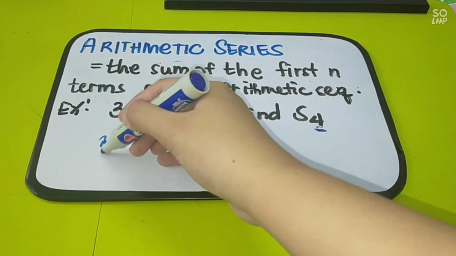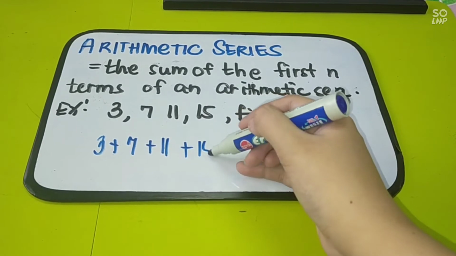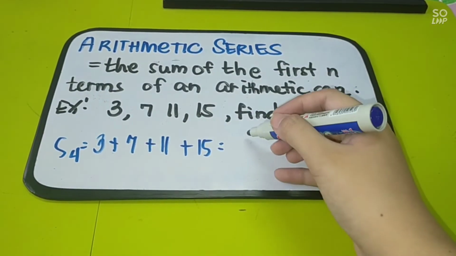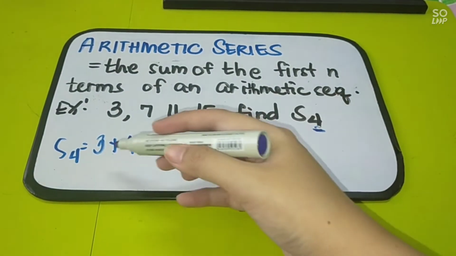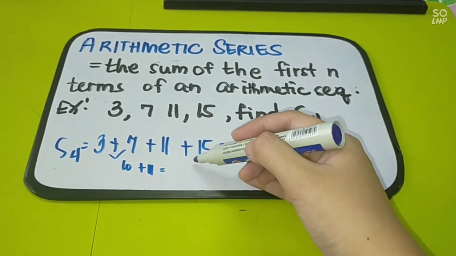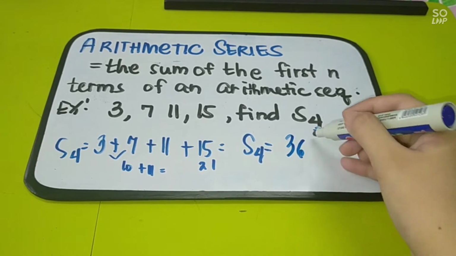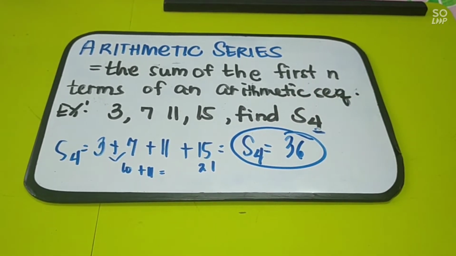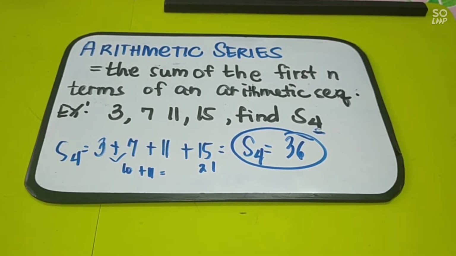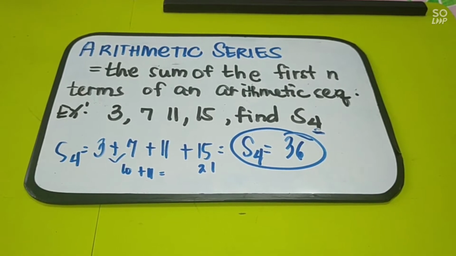So, we have here 3 plus 7 plus 11 plus 15 to find S sub 4. S sub 4 is equal to, if you add 3 plus 7, the answer is 10. Plus 11, the answer is 21. Plus 15, the answer is 36. So, that is S sub 4. That is how simple it is to solve an arithmetic series.